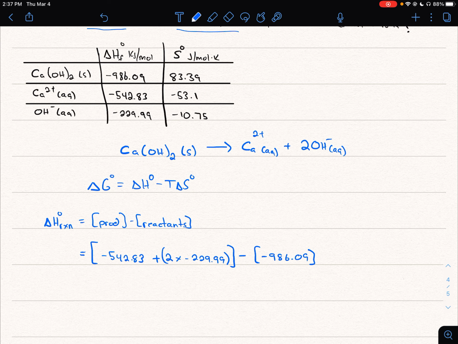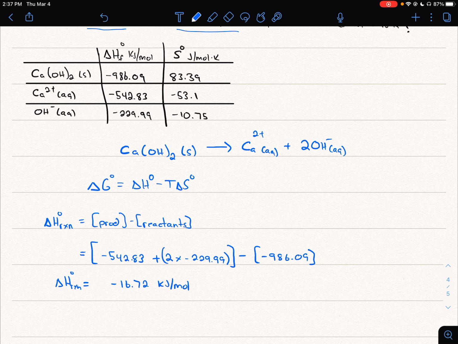Okay, and so next we're just going to plug this into our calculator, and what you should end up with is a delta H of reaction. Please confirm that you can get this number, negative 16.72, and the units on that are kilojoules per mole. So there's our delta H.